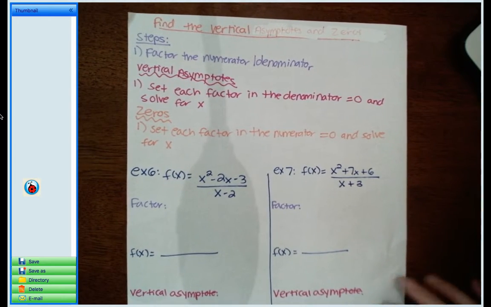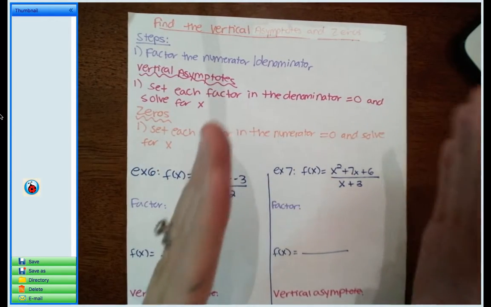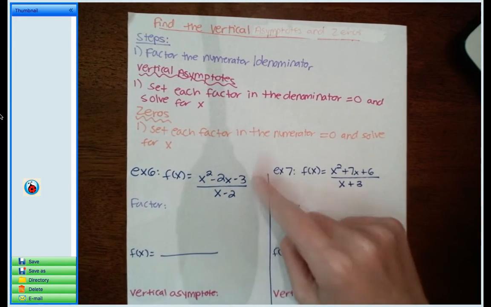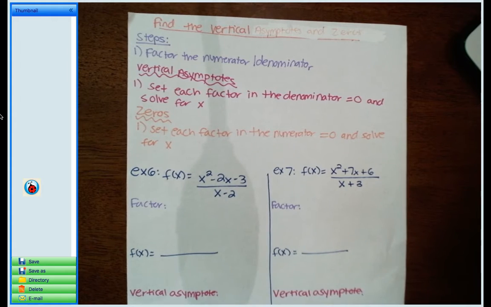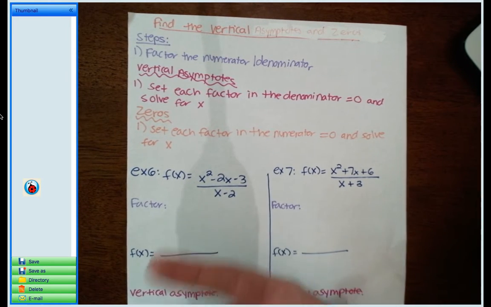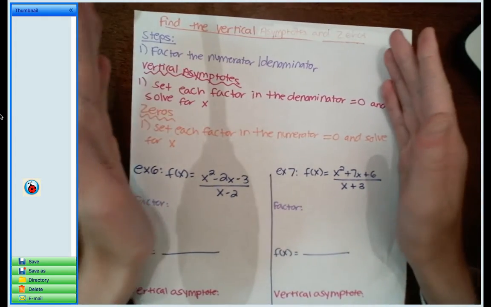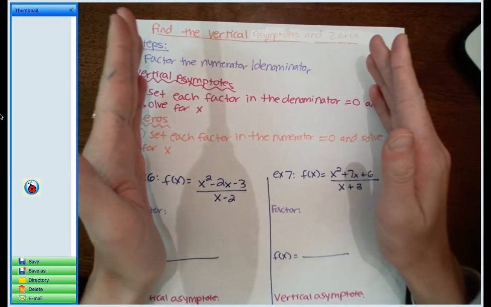And you guys, we are currently not in transformation form anymore. We don't have our a, h, and k values. We are in our standard rational function format. So it's going to be a little different when we find asymptotes in this format, so be careful. Our steps: we're going to factor our numerator and denominator.